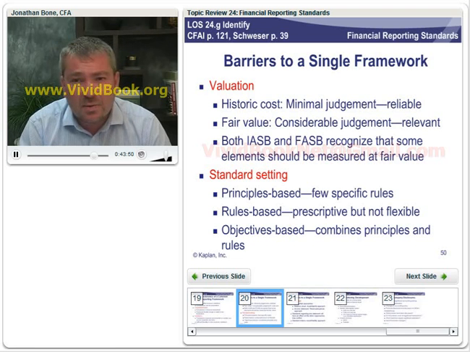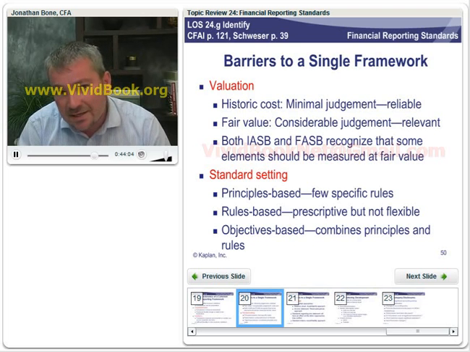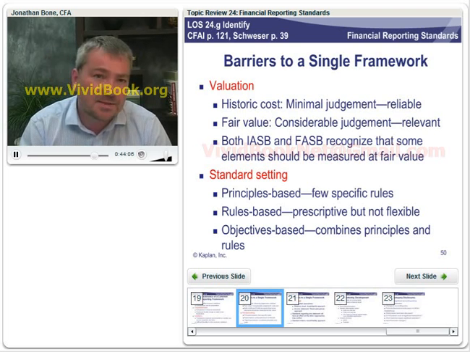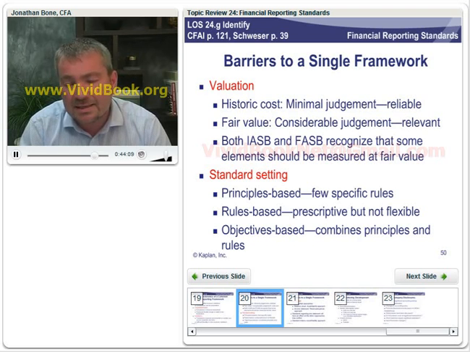Rules-based. Well, of course, in the past, this has been what US GAAP followed. Now, it's very prescriptive and therefore aids comparability between companies. The problem is it's not necessarily flexible, and therefore you get companies reporting transactions but not reporting economic substance. Now, a classic example of this is the treatment of special purpose vehicles in the days prior to Enron.